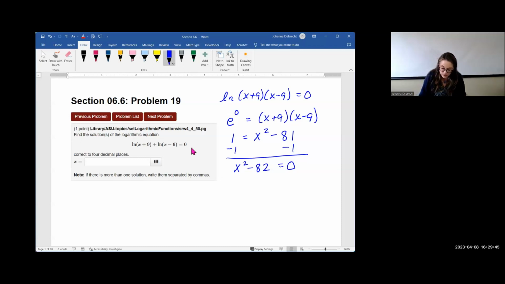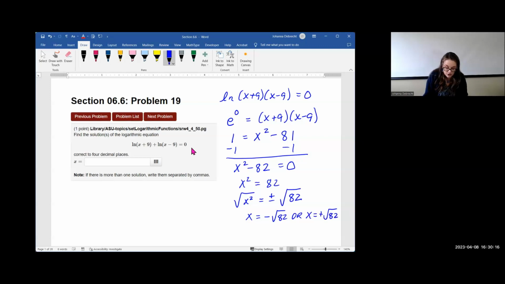Now the next thing we need to do is solve for x. One thing we can do is, well, it doesn't factor. You could use the quadratic equation, but I don't have an x term. So I can isolate x squared, and then I can take the square root of both sides. Normally, this will give us plus or minus the square root of 82. So this gives me two values to evaluate, the negative square root of 82 or the positive square root of 82.